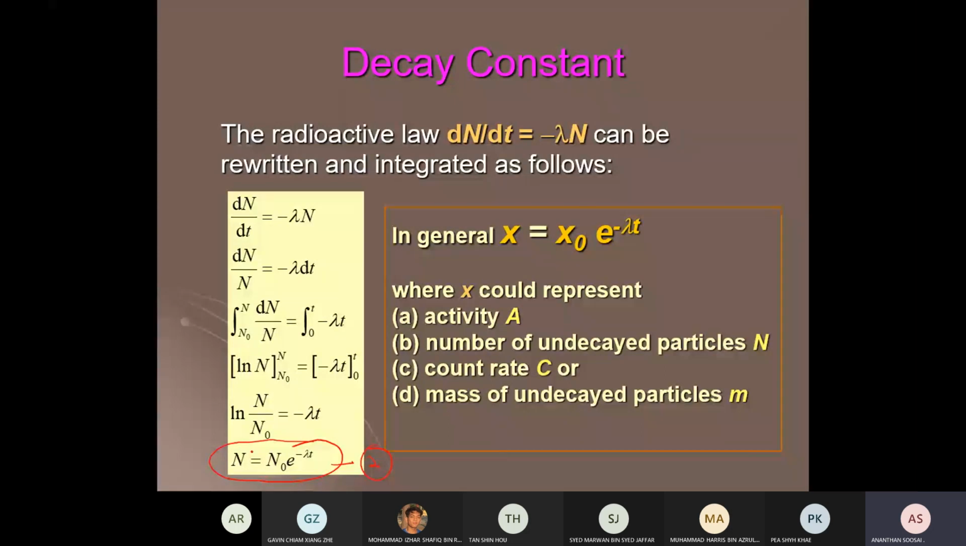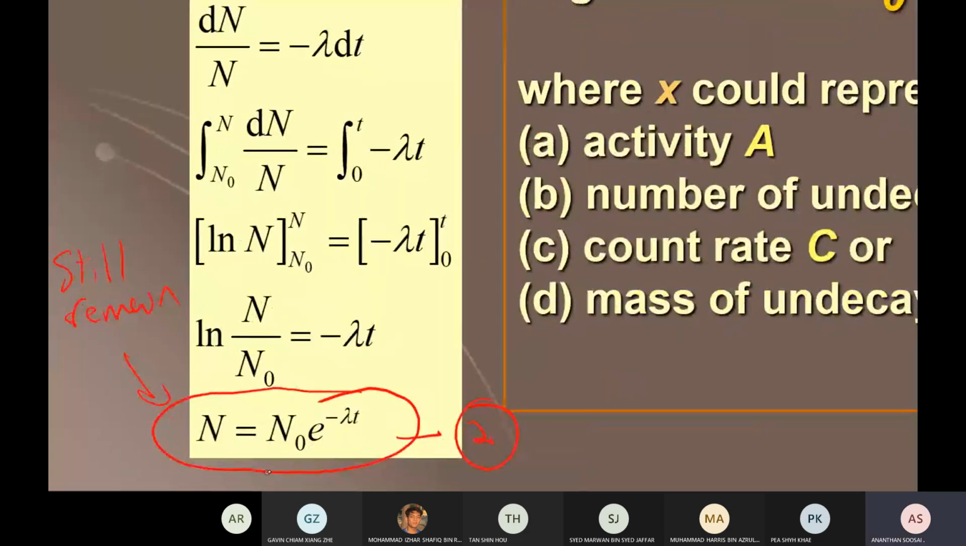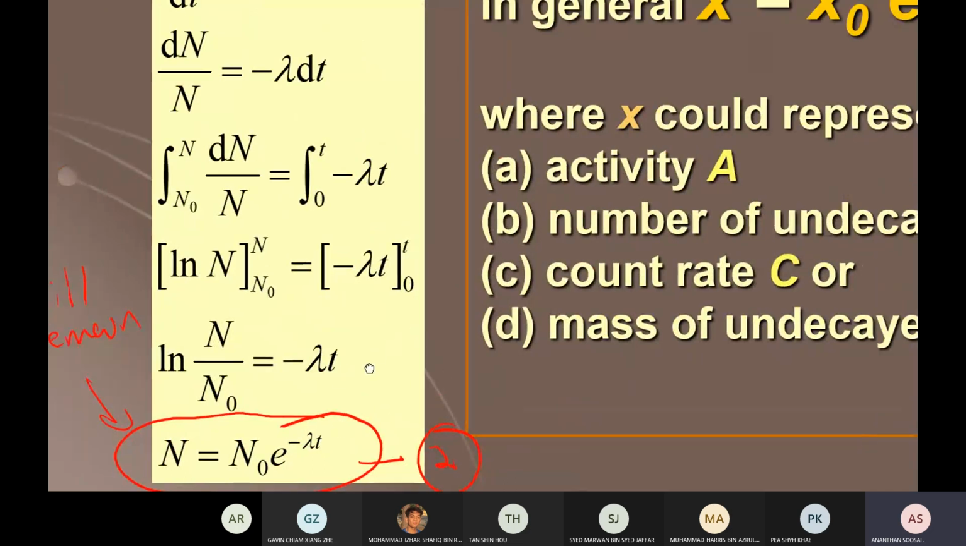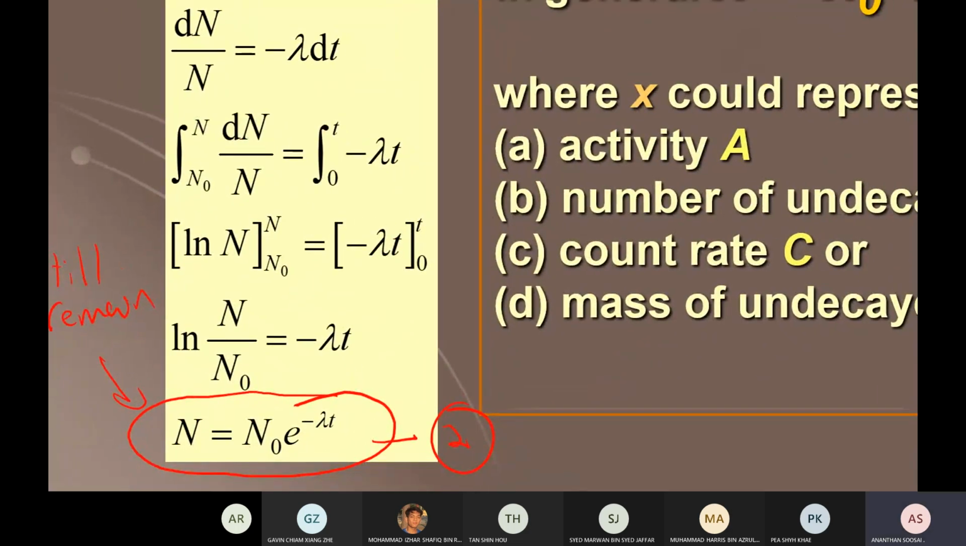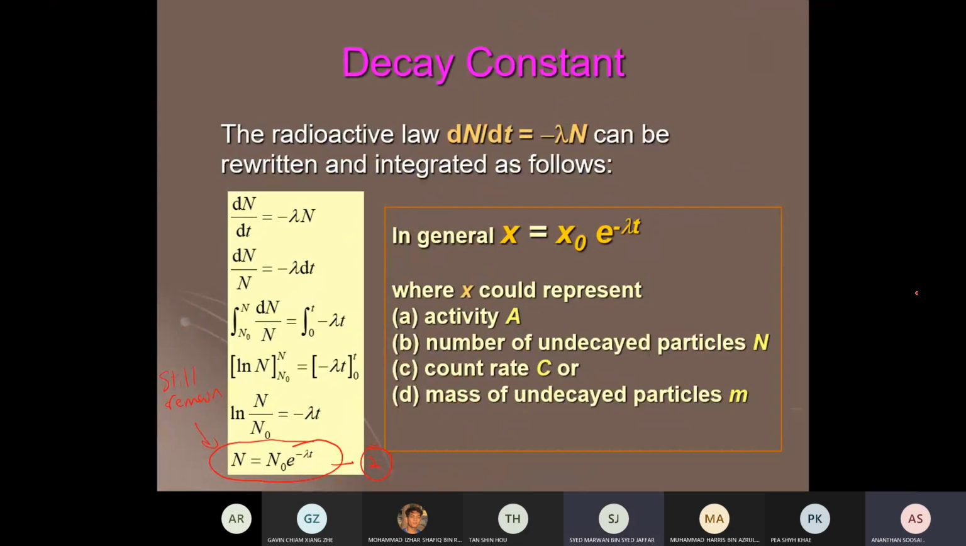N stands for the number of particles still remaining, that haven't disintegrated yet. N naught is the original number of particles. N is undecayed, the particles that haven't decayed yet. N naught is the original number of particles, when the time is 0.